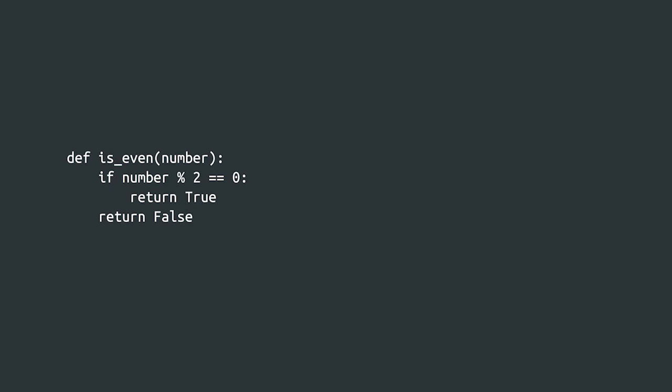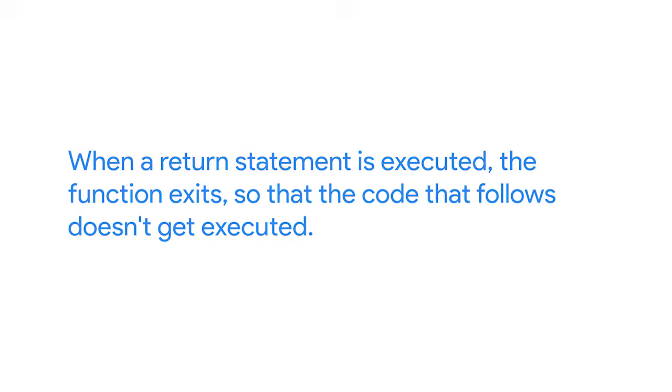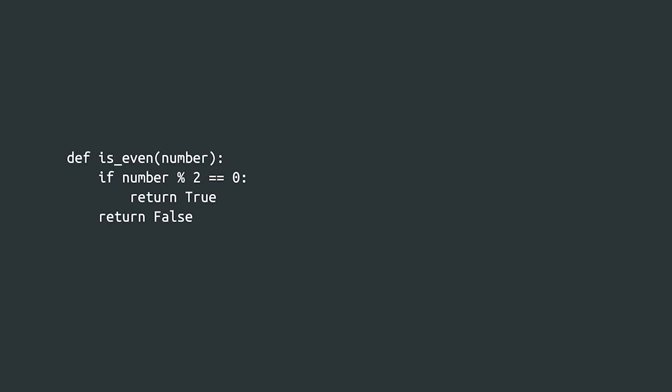So, how come we have these two return statements, one below the other, without an else statement? The trick is that when a return statement is executed, the function exits, so that the code that follows doesn't get executed. This means that if the number is even, the computer will reach the return true statement and exit the function. Anything that comes after that will only be executed if the condition in the if statement was false.